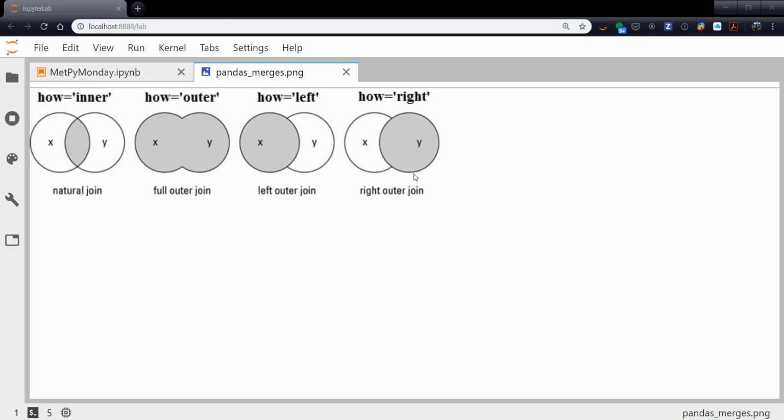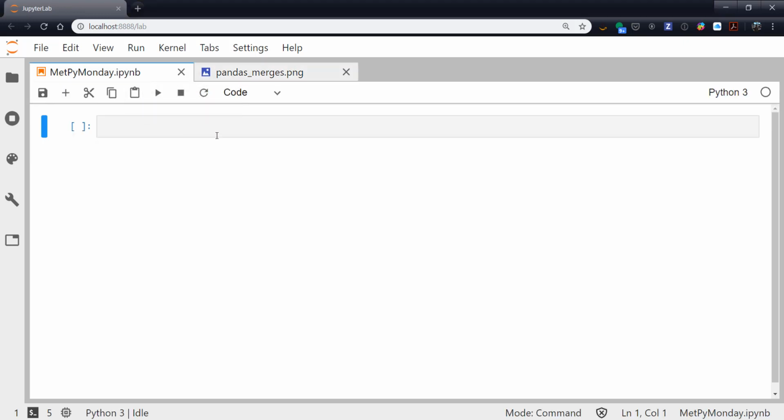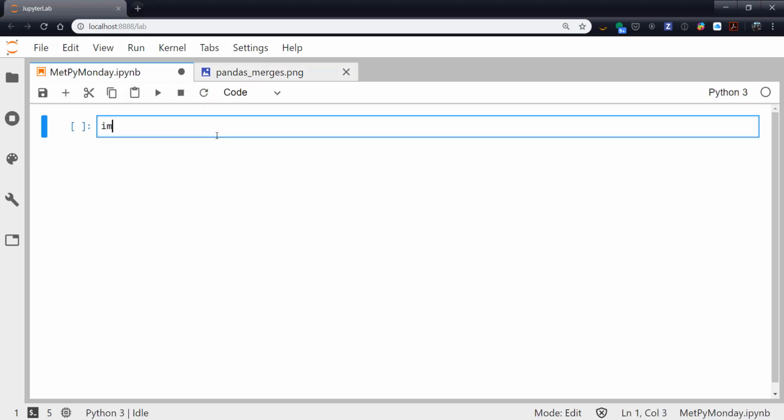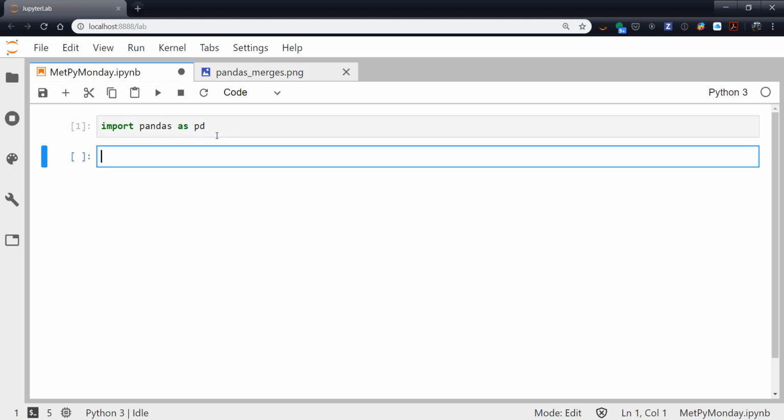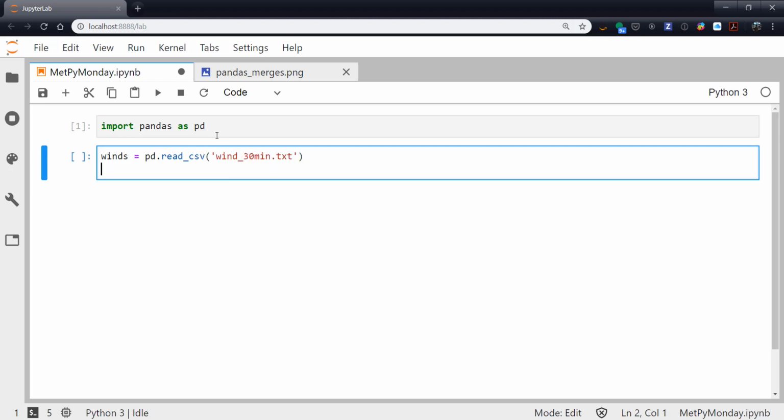So that just seems like a lot of words right now until we actually get into it and look at some data. So we'll hop over here to a clean notebook and import Pandas. And I'm going to go over what the difference between merge and join is at the end, but I want to show you them in action first. So I'm going to read in two little sample data files that I've made: wind_30min.txt and temperatures, which are going to be temps_hourly.txt.